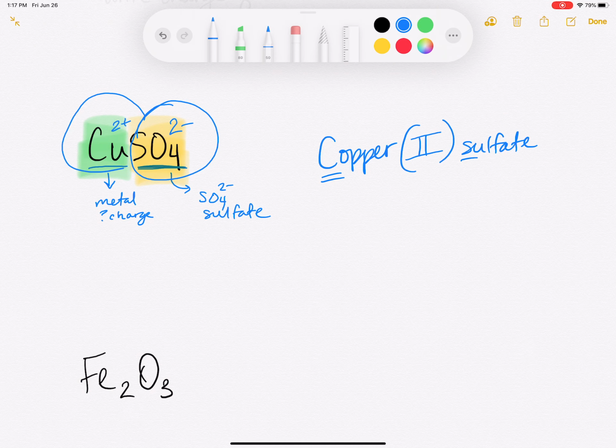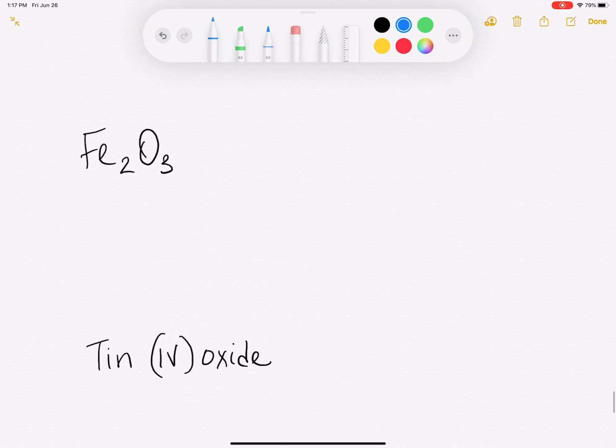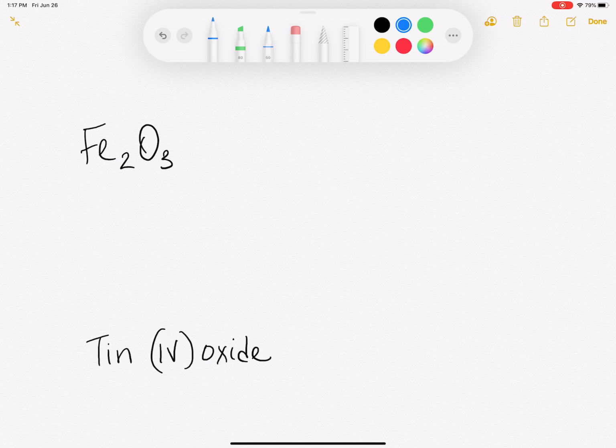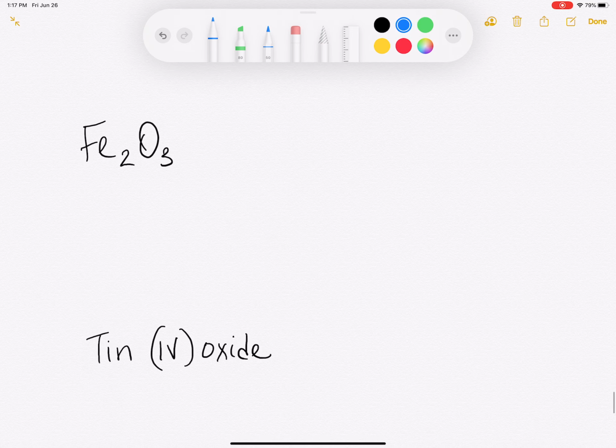Let's do another one, Fe2O3. So for Fe2O3, again, the process that you want to use is you want to identify who do you have involved here. And so you have Fe, this is iron. You don't know the charge of iron. It's not in the first or second family. It's not aluminum. It's not silver. So you got to go to your nonmetal. Your nonmetal in this case is oxygen. And notice that you have 3 oxygens and 2 irons.